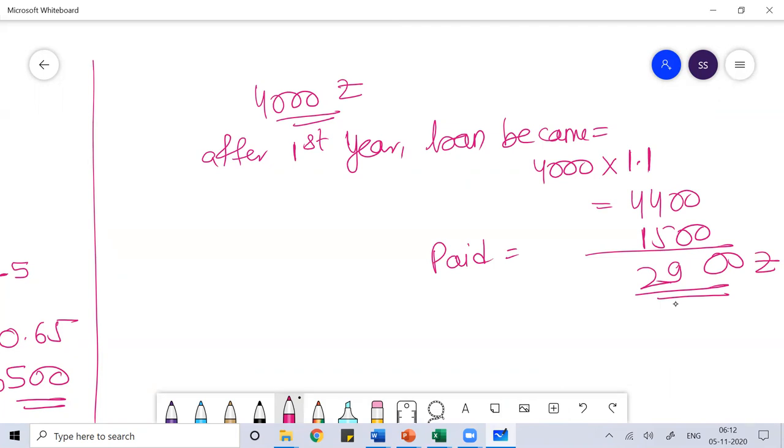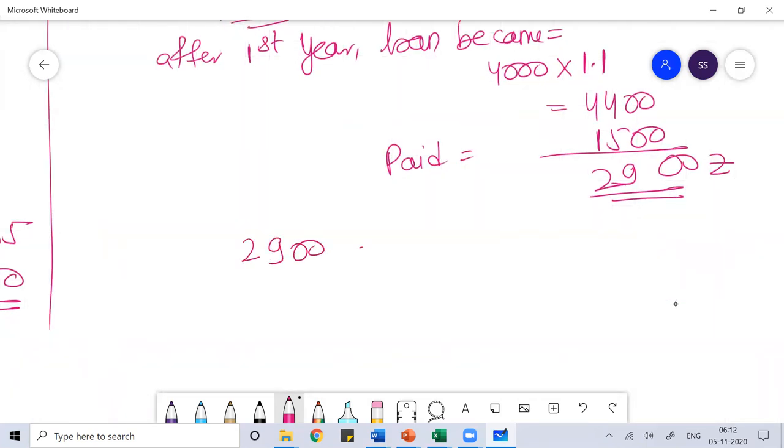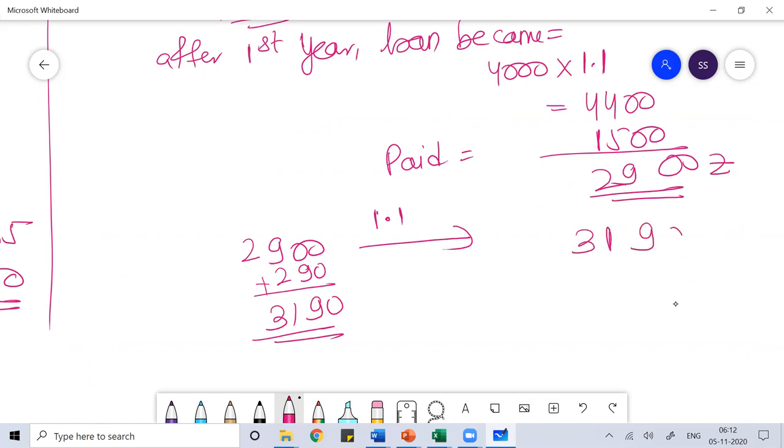Now on 2,900, again 10% interest will be charged. 10% interest is 290, and if you add this, next year it becomes 3,190. Again on that, you made a 1,500 rupees payment. After you made the 1,500 rupees payment, the loan value becomes 1,690.